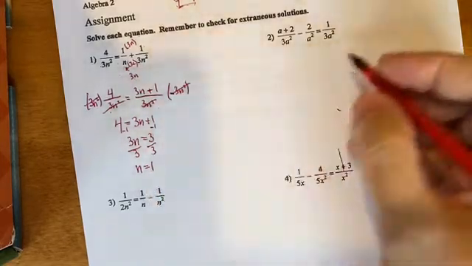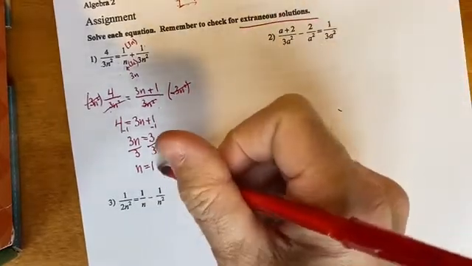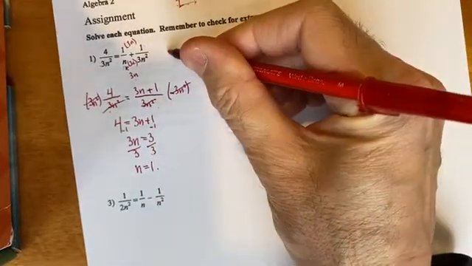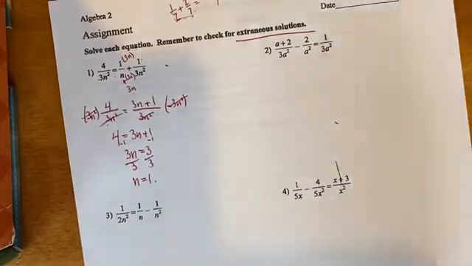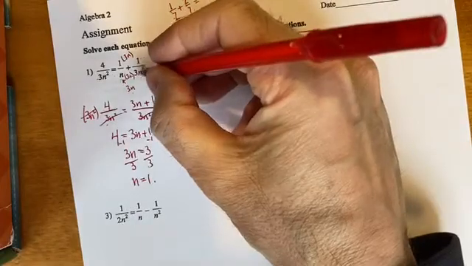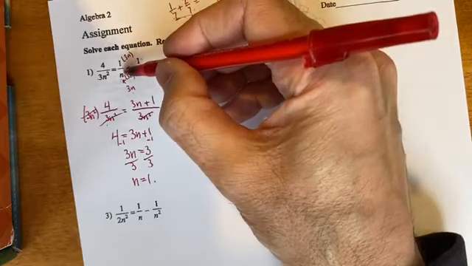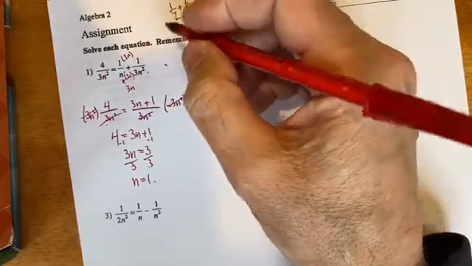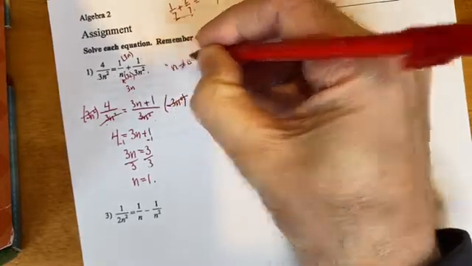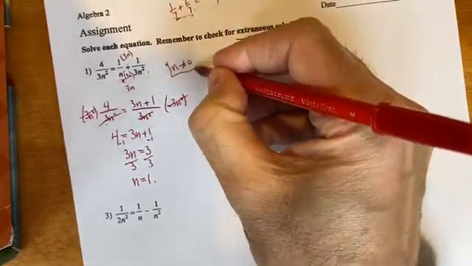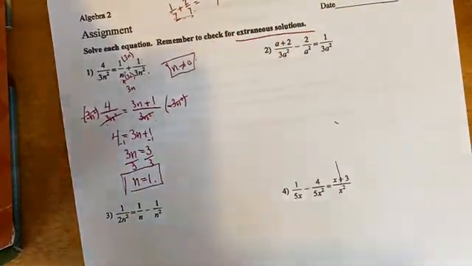But we have to be careful because there are excluded values. And if our solution is one of the excluded values, then it is an extraneous solution, meaning it's not really a solution. So let's check and see. What values of n make the denominators up here 0? Because you cannot divide by 0. And that value is simply 0. That's the excluded value. N cannot be 0. N equals 1 is not the same as 0, so we're good.